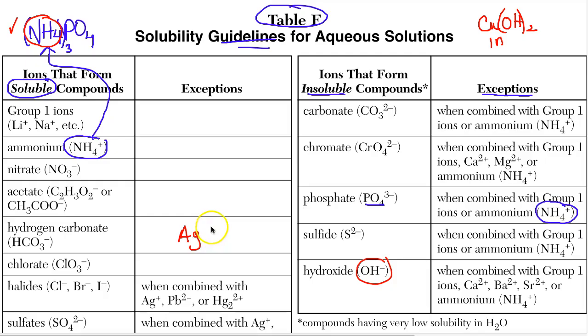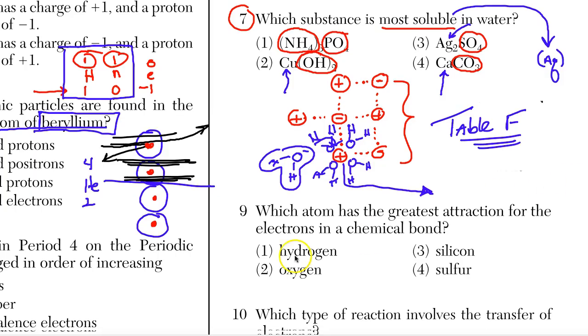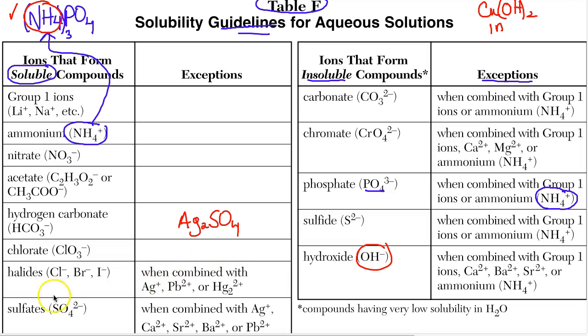sulfate, and silver sulfate. Okay, let's go find sulfates. Sulfates, ooh, they are soluble. But if you look carefully here, oops. So if you look carefully, sulfates are soluble, except when you have silver, and we do. So silver sulfate is insoluble. And of course, insoluble means that if this was made through a double replacement reaction, that would be a precipitate, in the solid phase. It wouldn't dissolve, but this is insoluble, so it's not the most soluble.